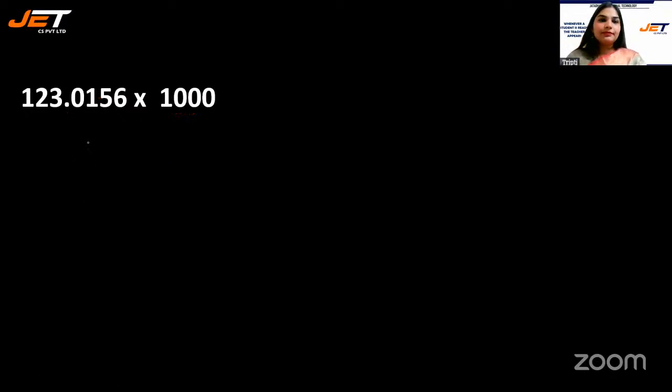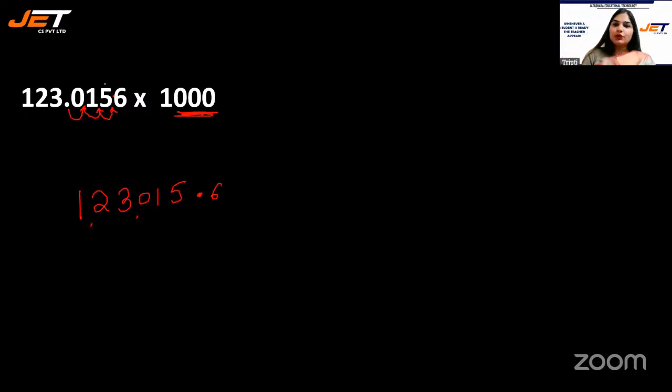Next one. This is times 1,000. In 1,000, there are 3 zeros. So simple. You have to shift the decimal 3 places to the right. 1, 2, and 3. I'll put the decimal here. It will be 123,015.6, because I have shifted the decimal 3 places to the right, because in 1,000 there are 3 zeros.